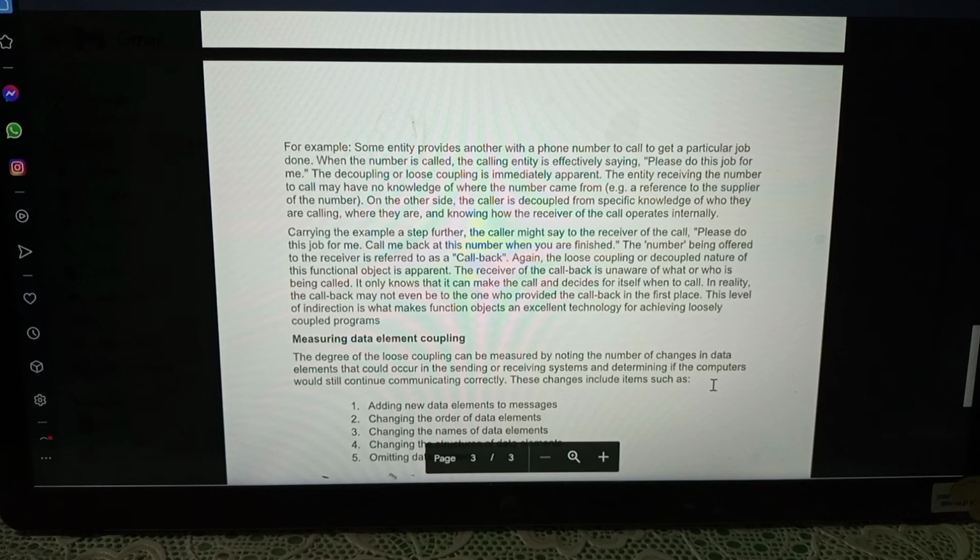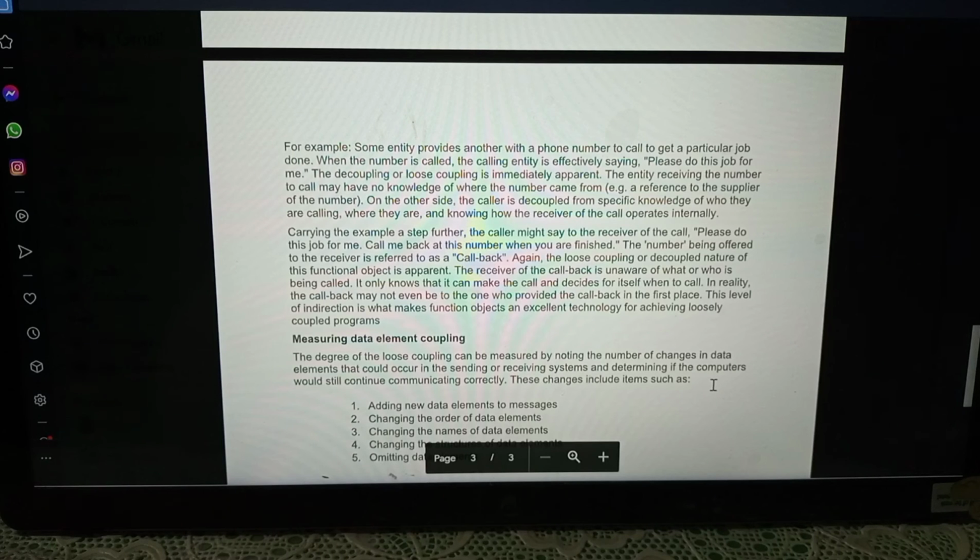Carrying the example a step further, the caller might say to the receiver of the call, "Please do this job for me. Call me back at this number when you are finished." The number being offered to the receiver is referred to as a callback. So again, the loose coupling or decoupled nature of this functional object is apparent.